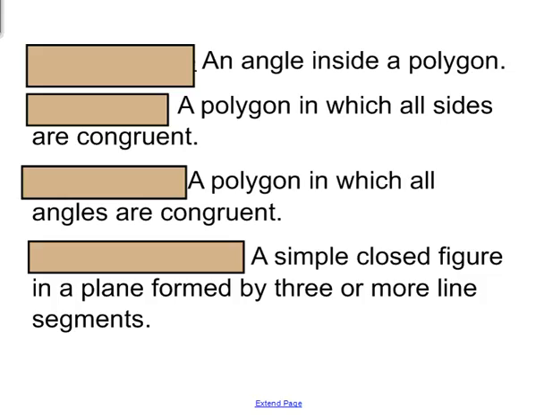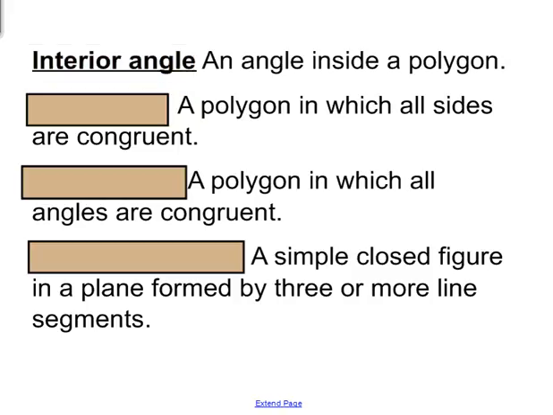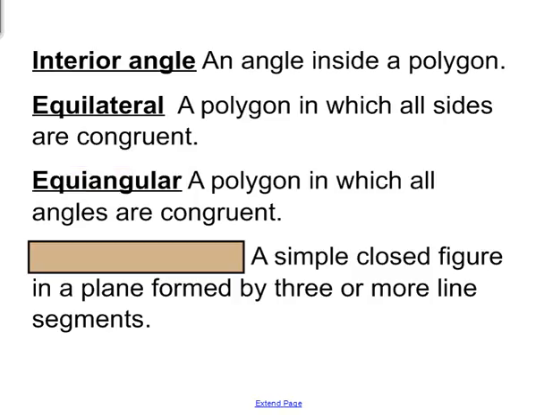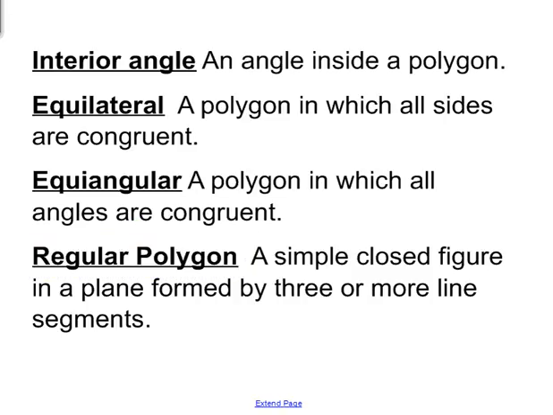All right, so let's do some definitions here. The interior angle is the angle inside a polygon. A polygon, of course, is a multiple-sided drawing in a plane, with at least three sides. An equilateral polygon is one in which all sides are congruent, all sides are equal. An equiangular polygon is a polygon in which all angles are congruent. And a regular polygon is a simple closed figure in a plane formed by three or more line segments.